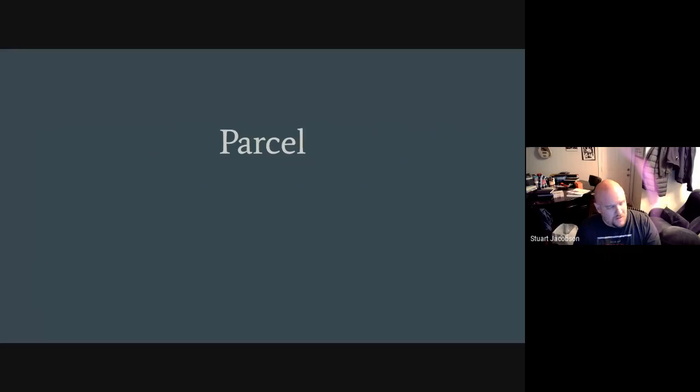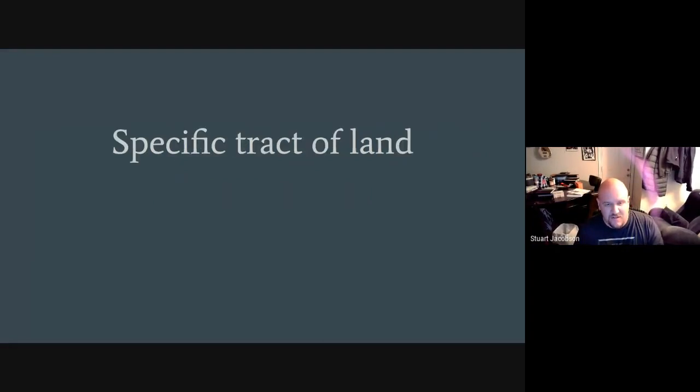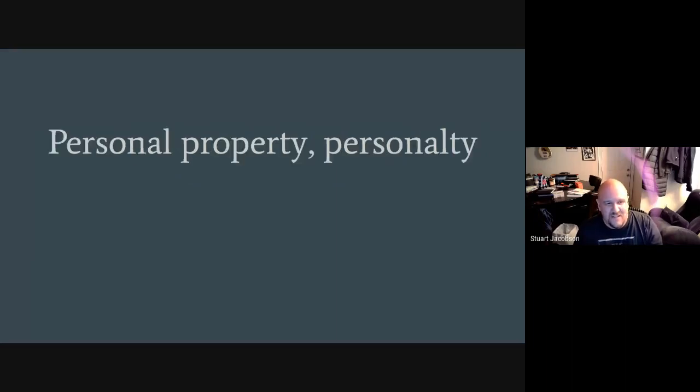Parcel. Oh no, I didn't put down parcel. Parcel is actually a specific tract of land. Okay, it's a specific tract of land. Oh, I did put it down. So I must have added an extra slide in there. Excuse me on that. For all the mistakes I make, I'm allowed to make one or two more. So it's a specific tract of land.